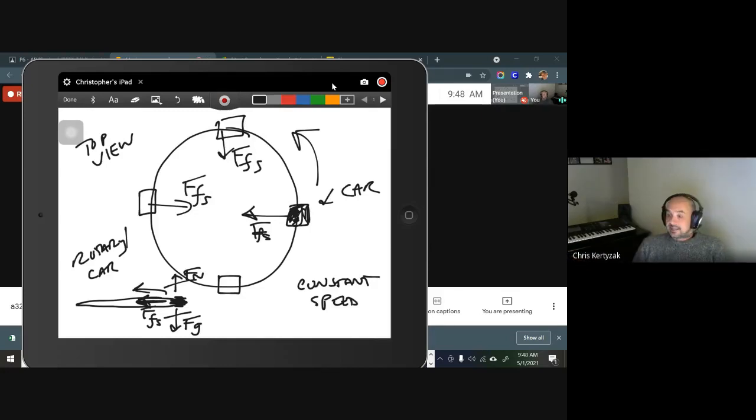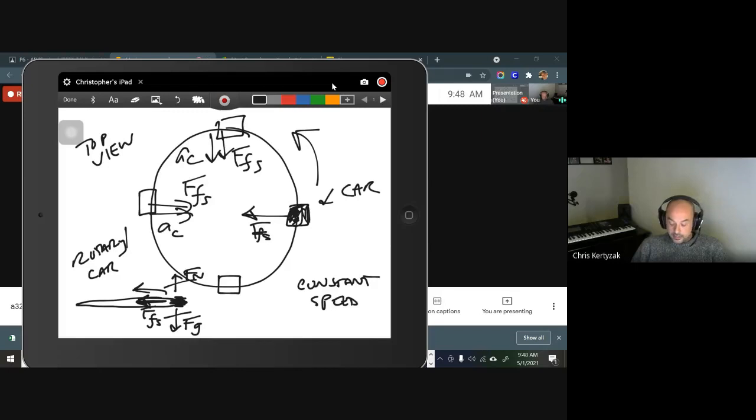What's the direction of the acceleration vector that the static friction force produces? It's toward the center because F and A are always in the same direction. That's what F equals MA means, because F and A are both vectors. They're proportional to each other. So AC is always in the same direction, right?